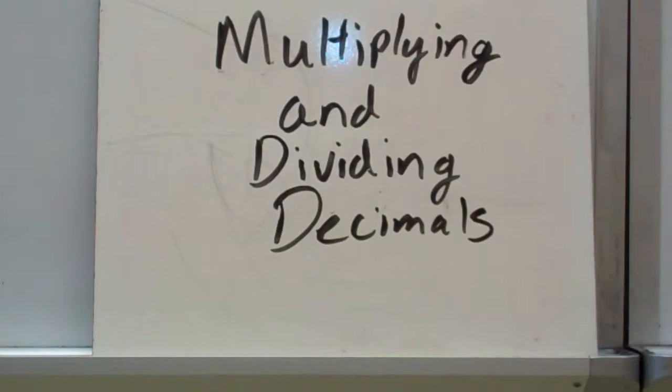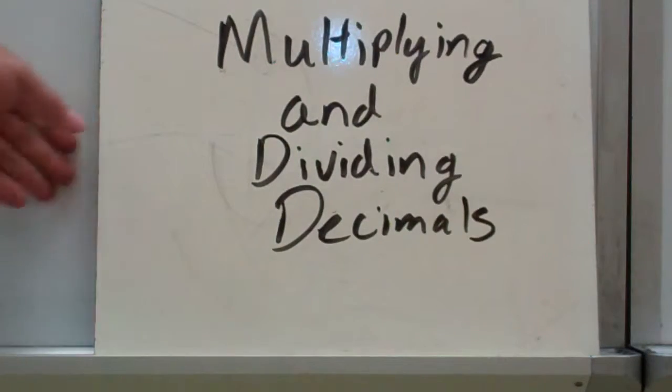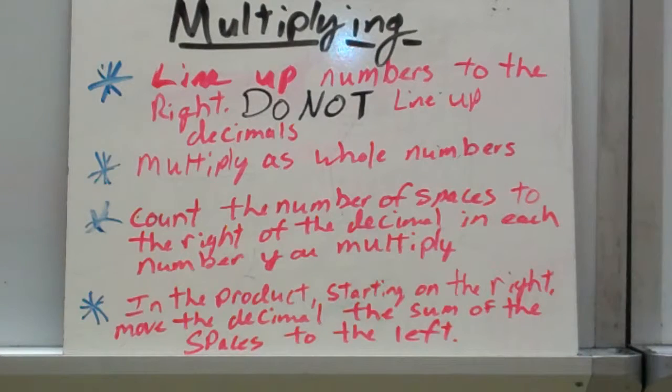Hey guys, today we're going to talk about multiplying and dividing decimals. And we're going to start off with multiplying decimals. And the first thing that we need to mention is that we do not need to line up the decimals when we're multiplying. We line up the numbers all the way to the right, okay, ignoring the decimals.